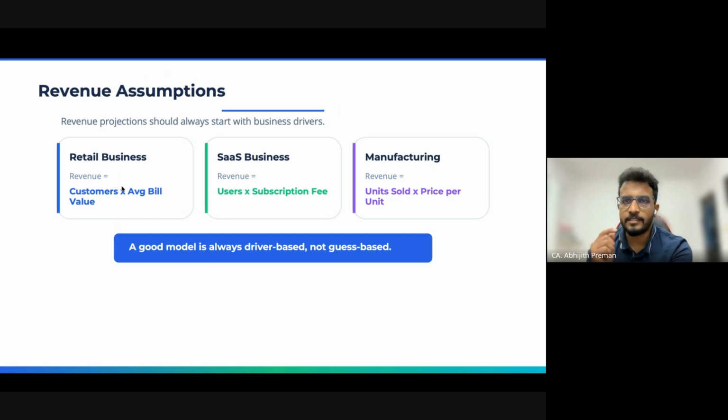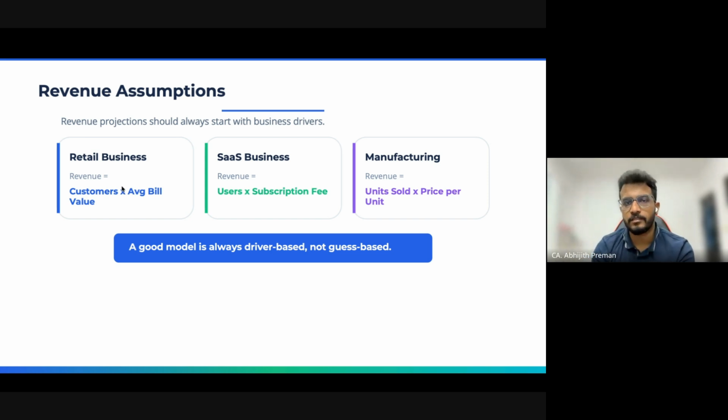In a SaaS business, revenue is users times subscription fee. What is the number of users that you expect to onboard on your platform? What is the subscription fee per user? If you have 3 to 4 models of subscription, in model 1, how many users are going to come and what is the subscription fee? In model 2, how many users and what fee? Like that, you sum it up and arrive at the revenue.